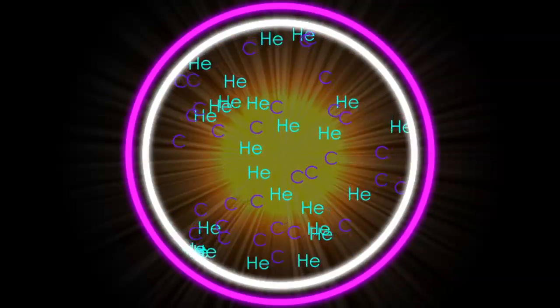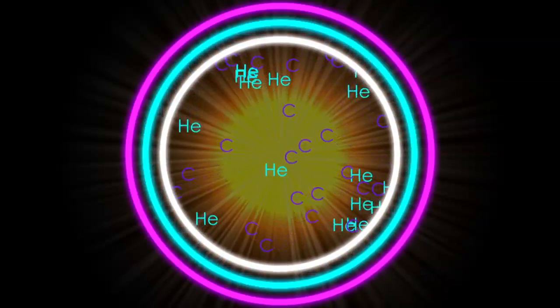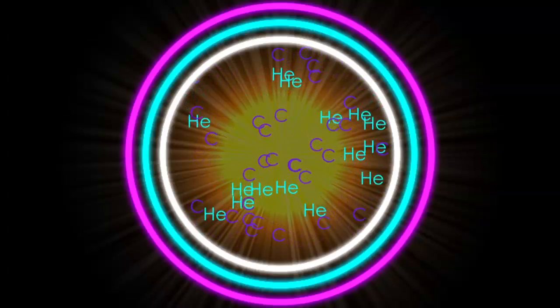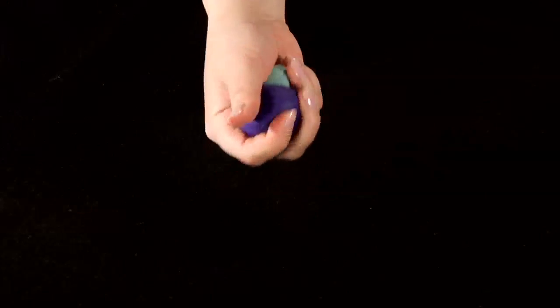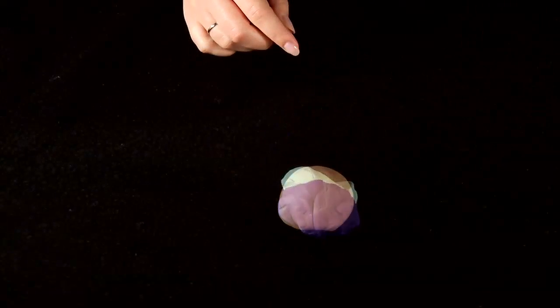But if a star is much bigger than the sun, the core will shrink again, and it'll get even hotter at the center. Now the star can fuse together a carbon and a helium atom, creating oxygen. So we'll squish a blue helium atom and a purple carbon atom, and that turns into one orange oxygen atom.